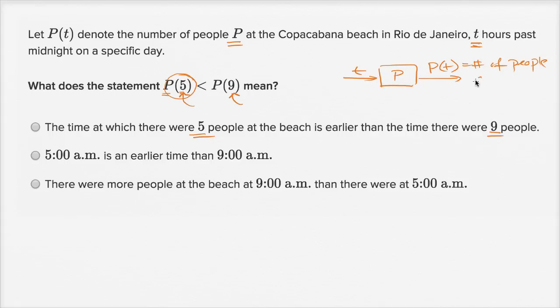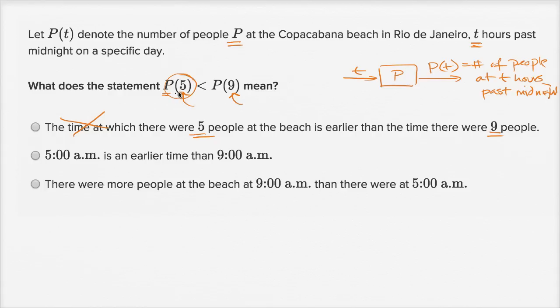on the beach at time t. So this 5, this is the input. This is the time, I guess you could say AM time, t hours past midnight. So we can definitely rule this out.